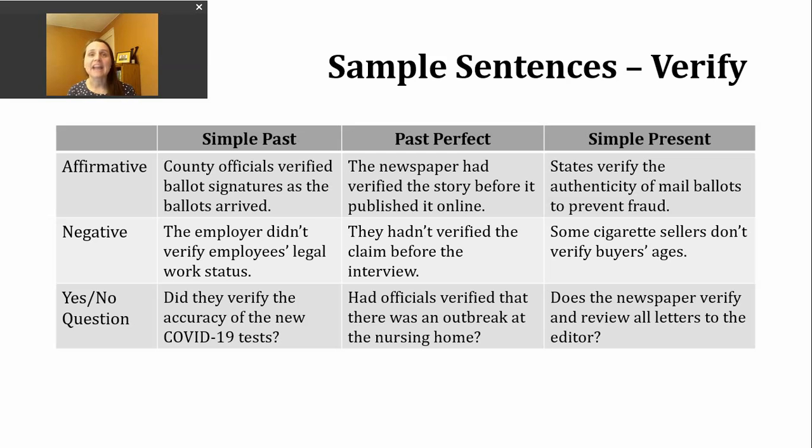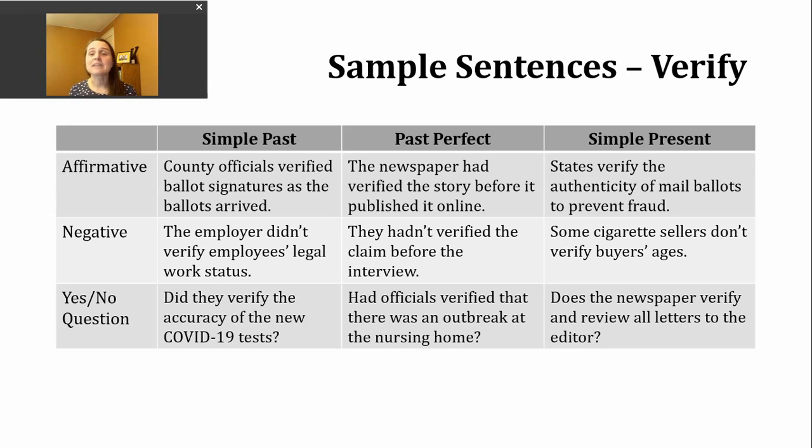States verify the authenticity of mail ballots to prevent fraud. Another way to think of this, to prevent someone from cheating. Okay. You'll notice here I'm talking about more than one state, so I'm using just the base verb. This is like having the subject of they. If I had just been talking about a single state, I would have said perhaps the name of the state, verifies, again, verifies, and then the rest of the sentence.